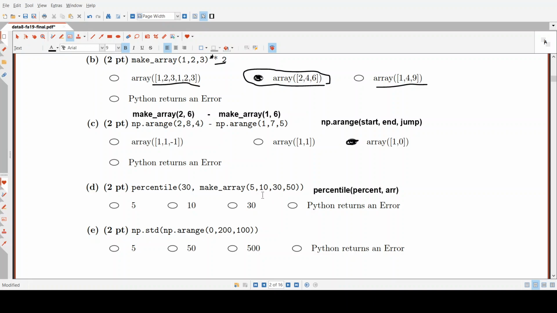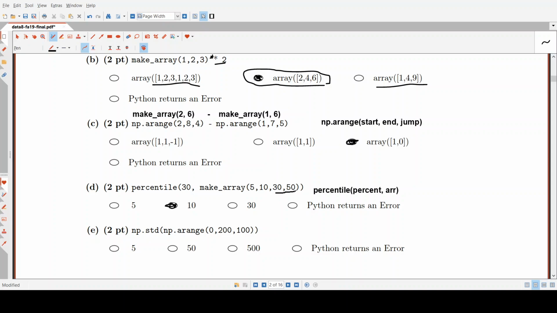Then the second one is 10, and 10 is at least 5 because it's greater than 5, and it's at least 10 because it's equal to 10, but it's smaller than the other two, so it's greater than or equal to 50% of the data. And this actually is the answer for this question, because it's at least more than 30% of the data.